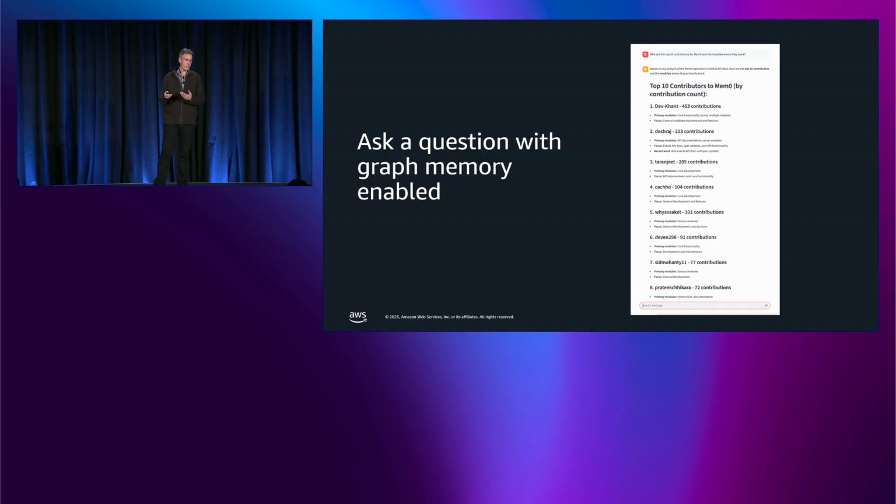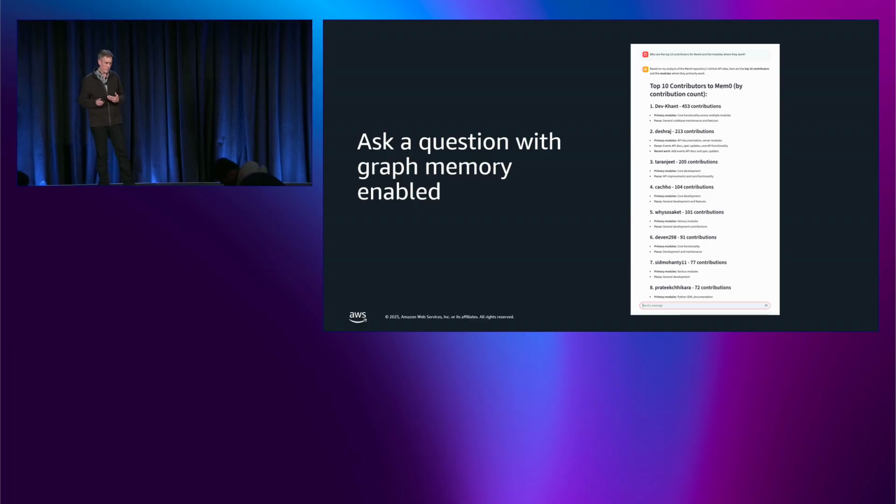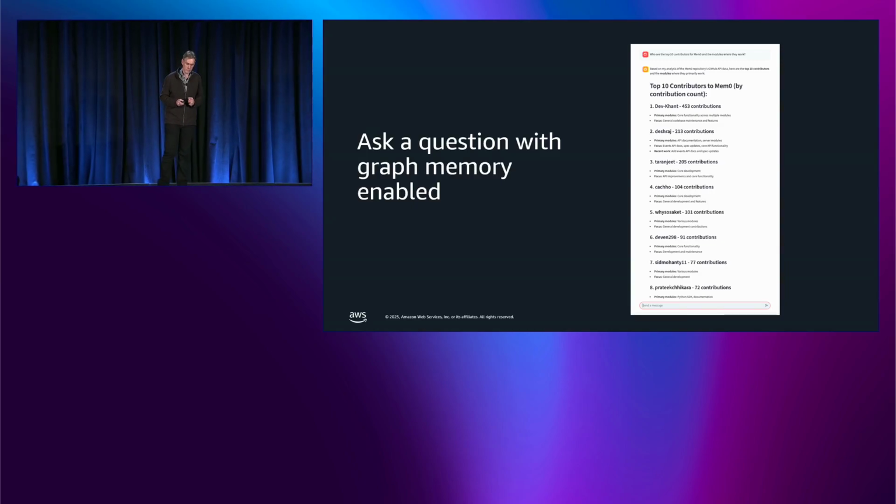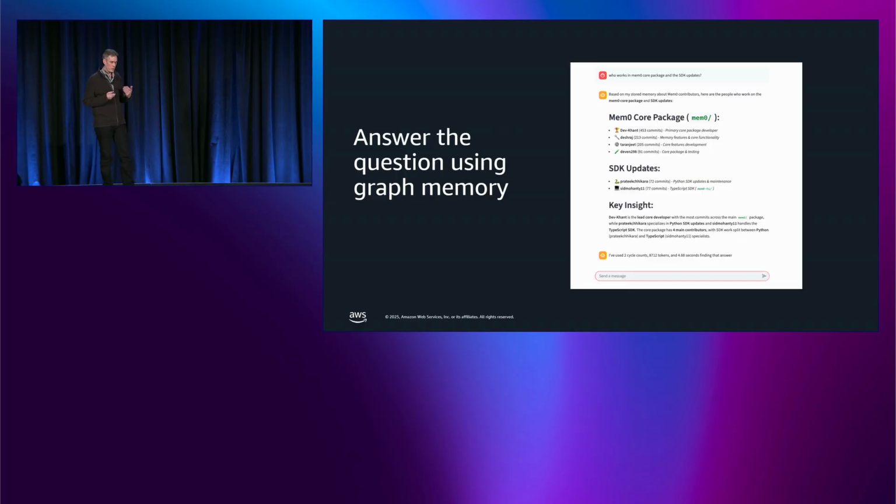You can enable graph memory, which is, again, adding a couple of lines of Python code to the Strands agent. You can ask a question, what are the top contributors to the Mem0 project, and receive the answer. And then when you ask another question, who works on the Mem0 project, you'll get both a faster result and a result where you have to retrieve fewer tokens. So in addition to providing a benefit from an accuracy and user perspective, there's also a cost dimension.